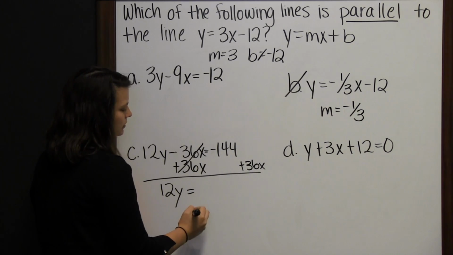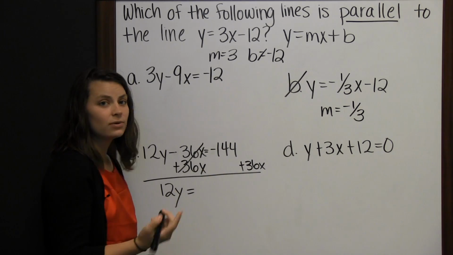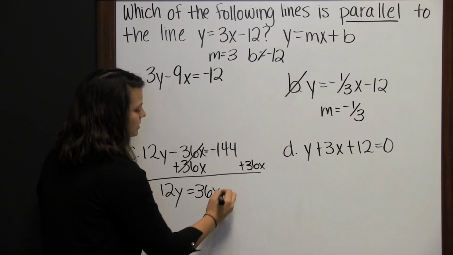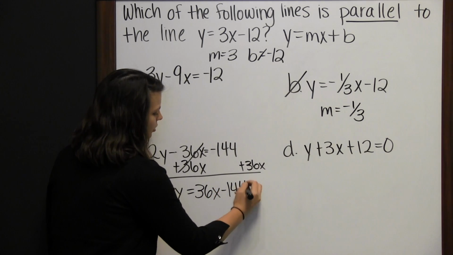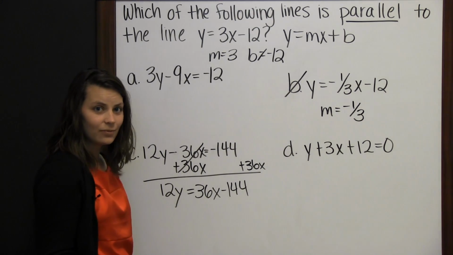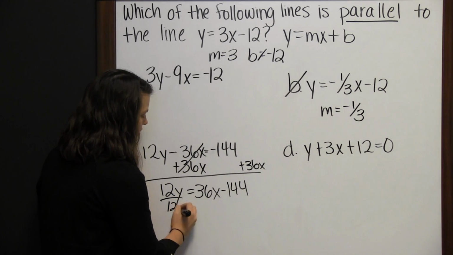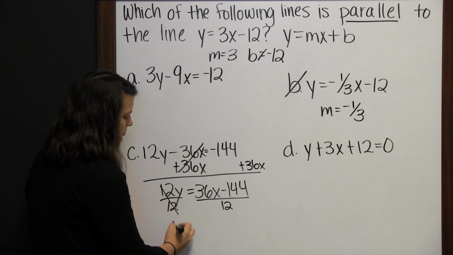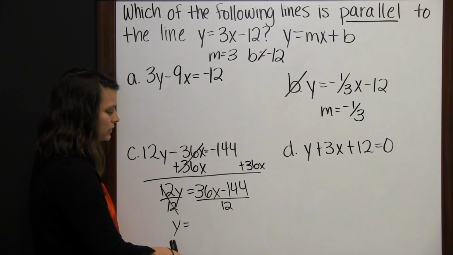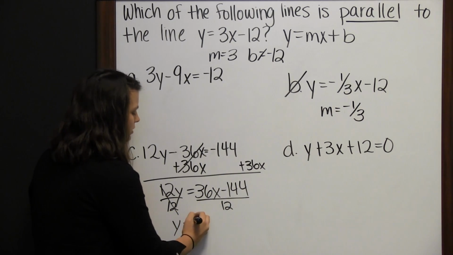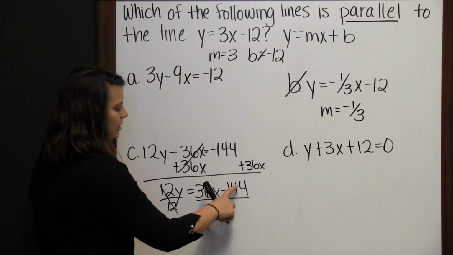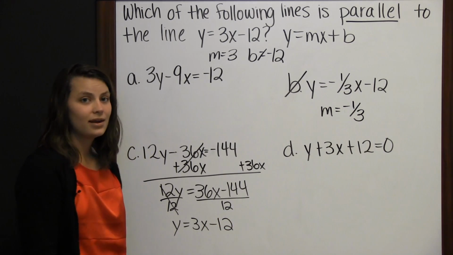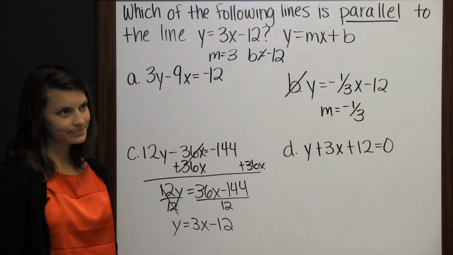We bring down our equals. These are not like terms, so we can't combine them. We just write them down. So +36x minus 144. Finally, we need to divide by 12 to solve for y. 12 divided by 12 is 1, times y is y, equals 36x divided by 12 is 3x, and -144 divided by 12 is -12. Now this looks familiar.